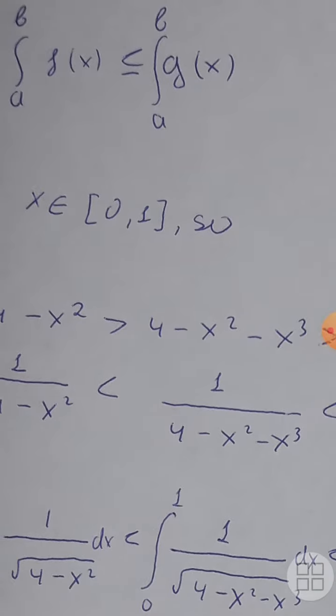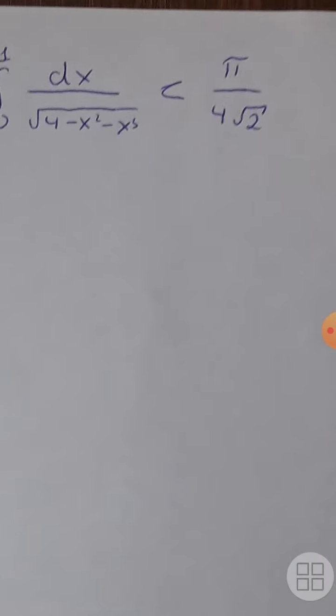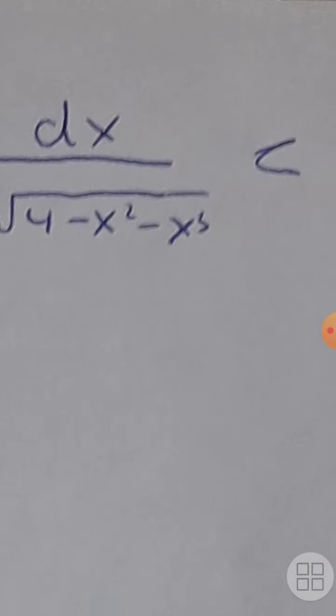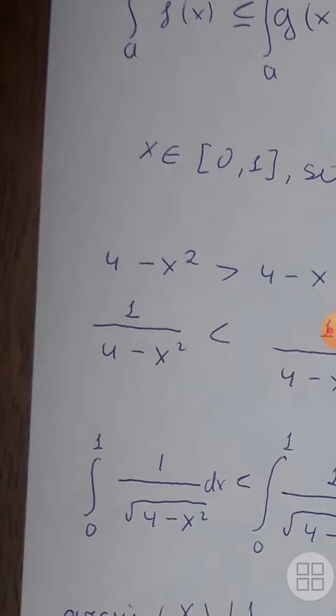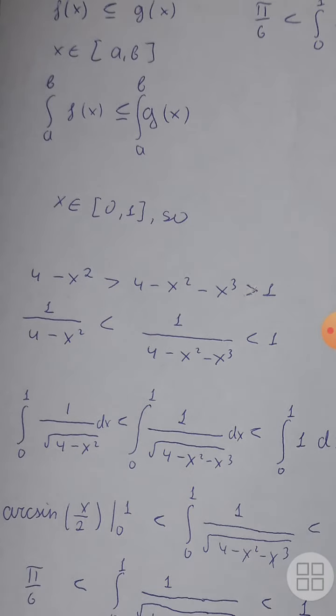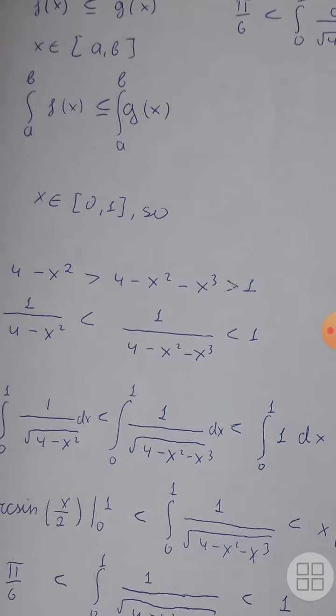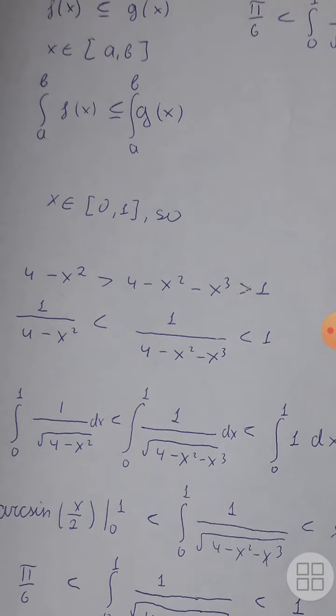First of all, x is between 0 and 1, and we'll begin with this part, 4 minus x² minus x³. It means that 4 minus x² is greater than 4 minus x² minus x³, because x is a positive number, and if we subtract a positive number from a positive, it will be less than its previous value.